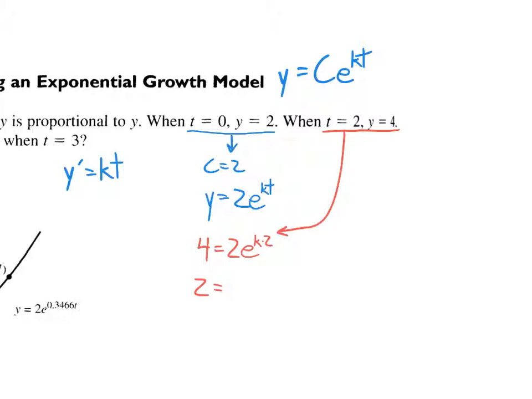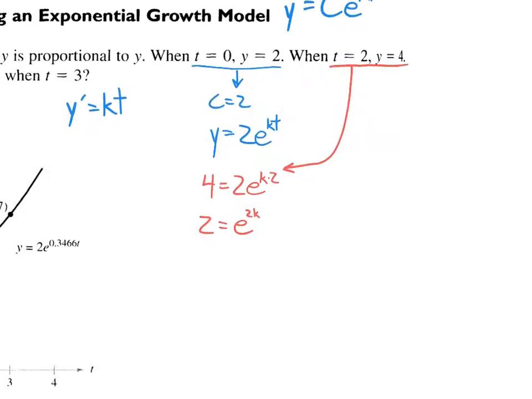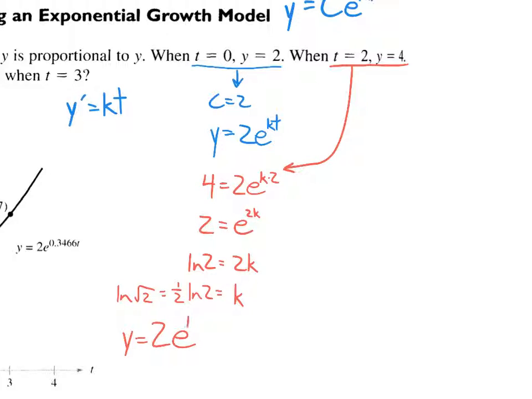So I get 2 equals e to the 2k. I do the ln of both sides. ln of 2 equals 2k. And then I divide by 2. So k is a half ln of 2, which is also ln of radical 2. So my model here is y equals 2 e to the t times ln of radical 2.